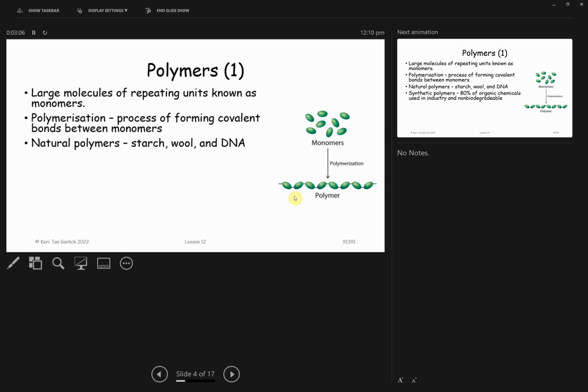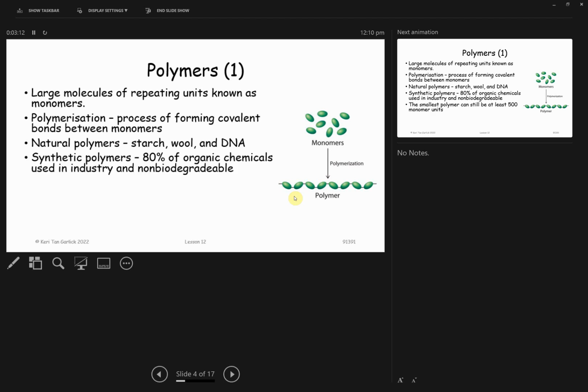With these polymers, there are natural versions of it, such as starch, wool, and DNA. It's a really great building block. You can also have synthetic polymers, which are man-made and non-biodegradable. A good example for that would be plastics. The smallest polymer is probably about 500 repeated monomers. So when we're talking about these polymers, keep in mind they're actually really, really long chains.